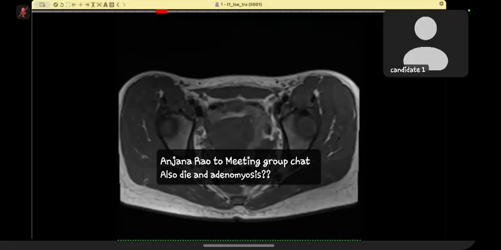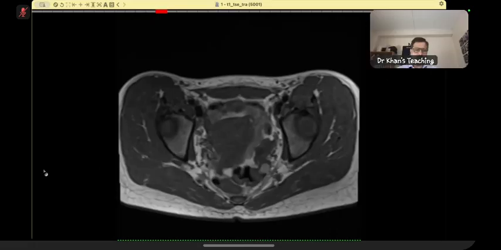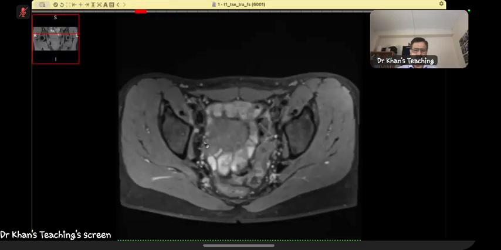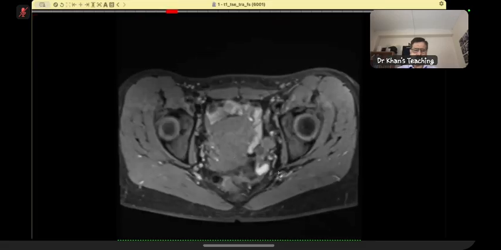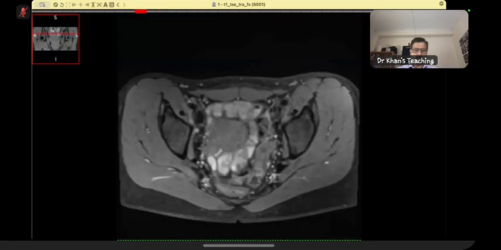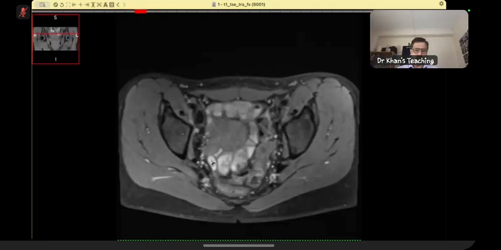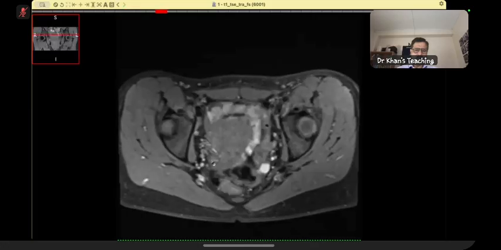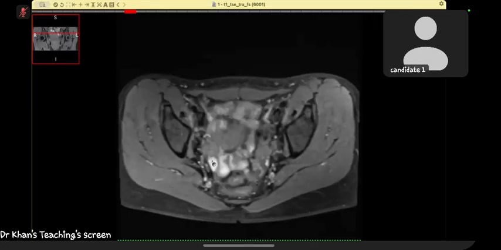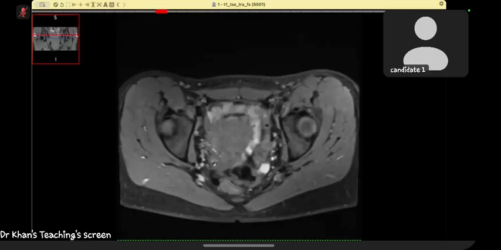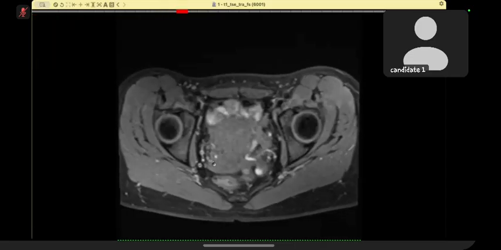For hemorrhage, will be a susceptibility weighted image. No, no, no, no. Yeah, it is a T1 and fat sat. So this is the lesion which you were pointing out, right? Yes. And there is something on the right side also. Yeah, similar lesion is there in the right ovary.